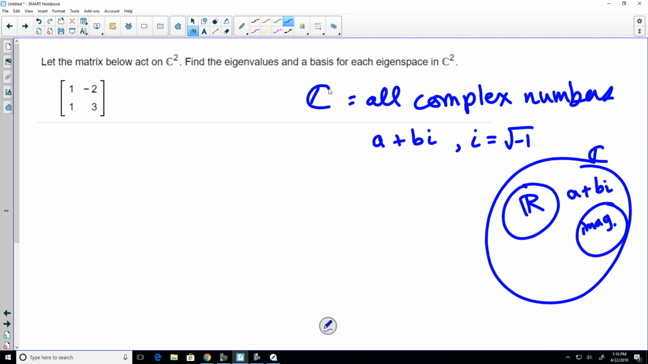So we have a matrix here, and we want to find the eigenvalues. And then we'll find a basis for each eigenspace in C2. So C2 would be all 2-dimensional vectors where the entries can be complex numbers. So up until now, we've only had real number entries. So now we're going to allow complex numbers to be entries in our vectors. So we do this the same way.